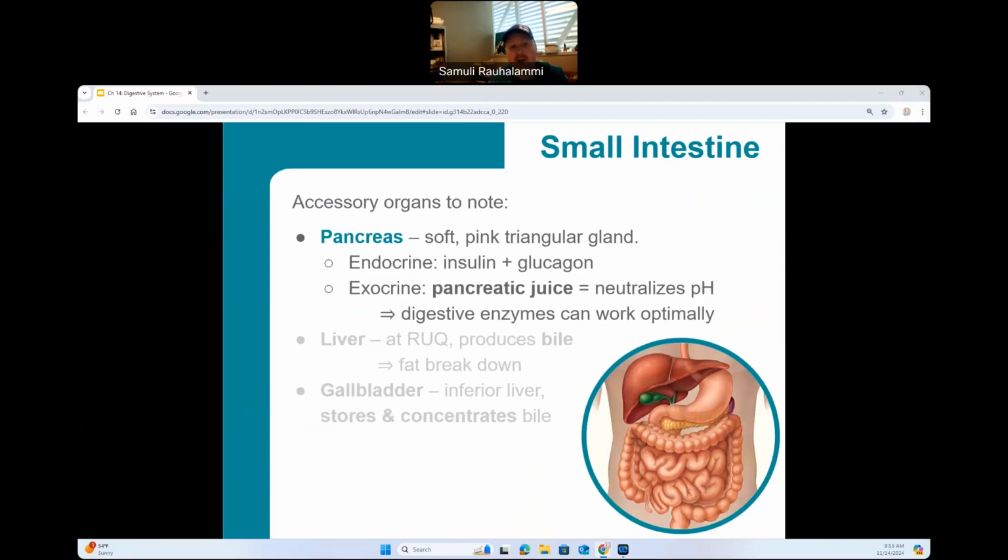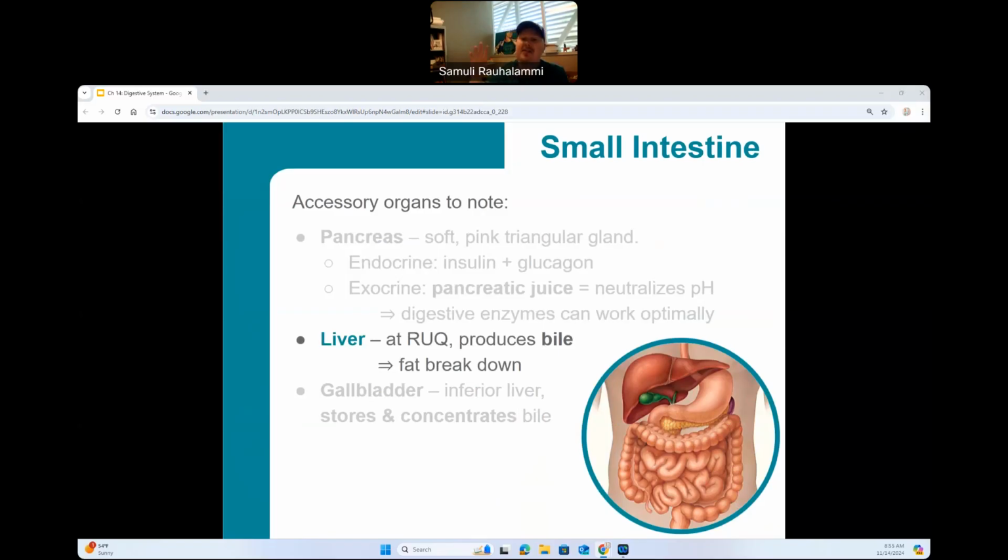I also want to mention the liver. This is our largest gland in the body, located at the right upper quadrant, just below the diaphragm. It consists of 4 lobes. So the liver has many different roles: detoxification, removing old blood cells, energy storage are some that my students would mention. But the important one for us when we think of the digestive system is the production of bile.